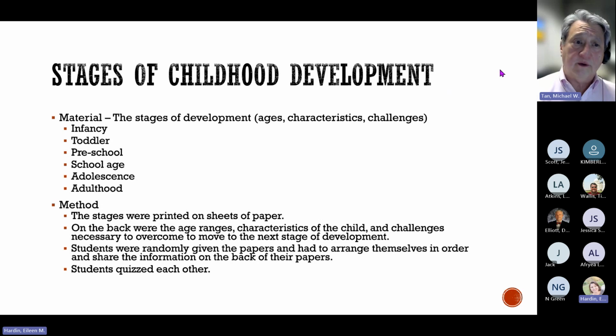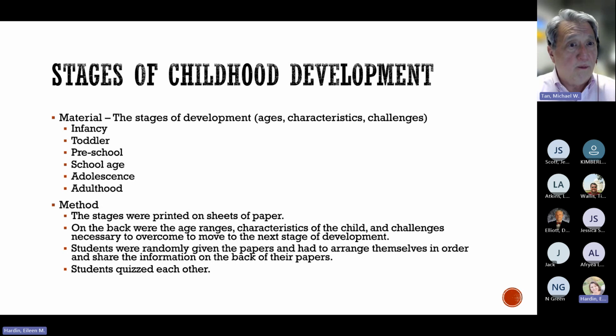I wanted to get them moving around in the room. So again, the material I wanted to cover was to understand what was involved in infancy, as a toddler, preschool, school age, adolescent, adulthood, and in particular, what the age ranges were, the characteristics of the child at that stage, and the challenges that they have to complete or conquer in order to go on to the next stage of development, whether it's walking, whether it's speaking, whether it's being able to follow directions. And so I shuffled the papers, and every student took one. There were 7 students in the room.